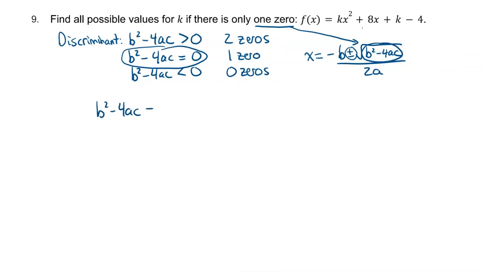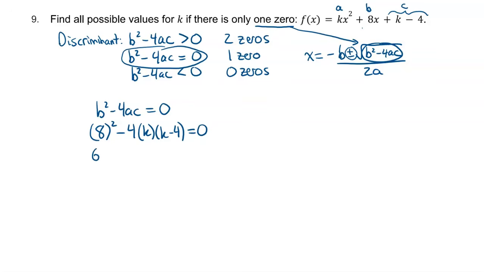We set that up first, and then we recognize what a, b, and c are. The a value is k. That's the value in front of the x squared term. The b value is 8, the value in front of the x term. And then the k minus 4 doesn't have any x with it, so those together are the c value. So what we go and do is we sub those into the b squared minus 4ac, and we get 8 squared minus 4 times k, a was k, and c was k minus 4.